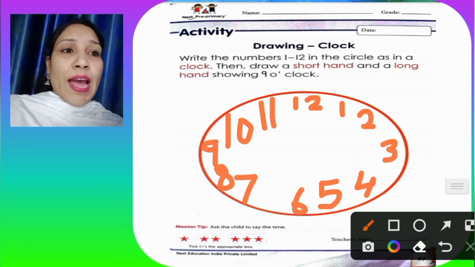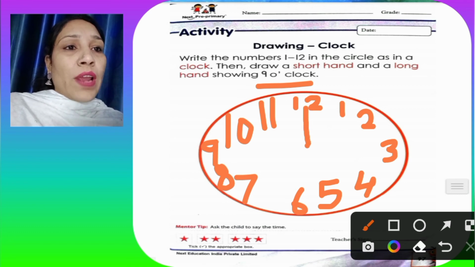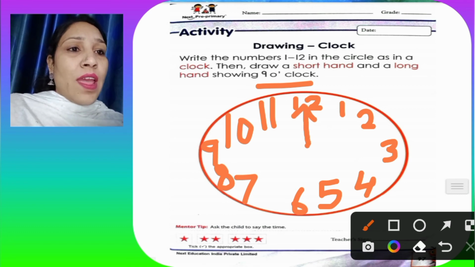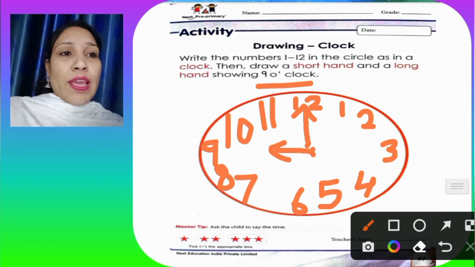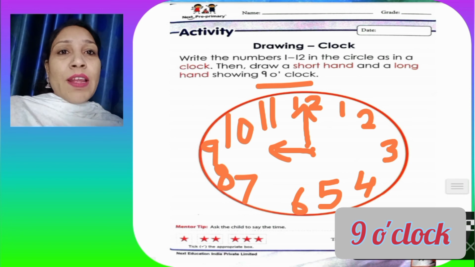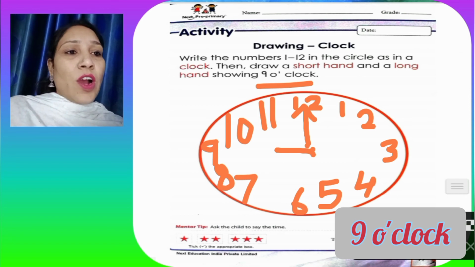Okay. You will write like this and you will draw the hands. A long hand and a short hand. Because the time is 9 o'clock, you will draw the long hand on number 12 and the short hand on number 9 like this. Okay. And you will write the time here, 9 o'clock. I hope you will do it very nicely in your book.